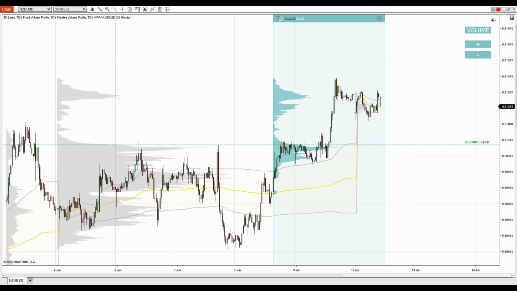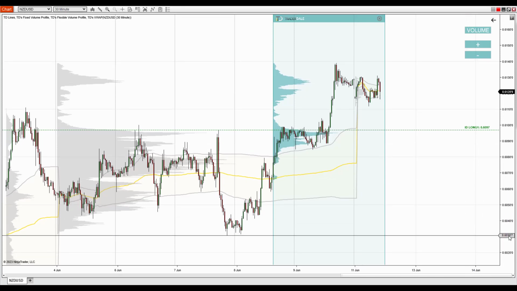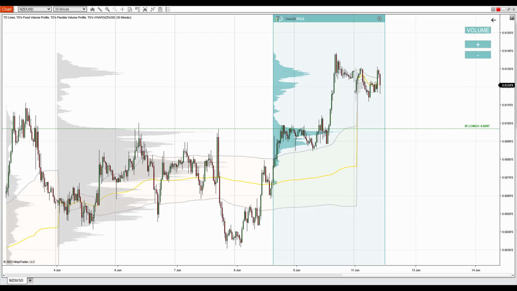Let's start with a trading idea on the New Zealand dollar, US dollar. What you see before you is the NinjaTrader 8 platform and New Zealand dollar, US dollar on a 30-minute time frame. What I want to talk about in here is this newly formed support, which is at 0.6097. And this one is based on the volume profile setup, which I call the volume accumulation setup.